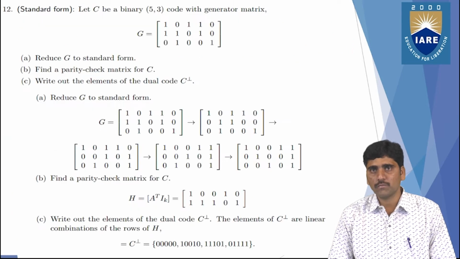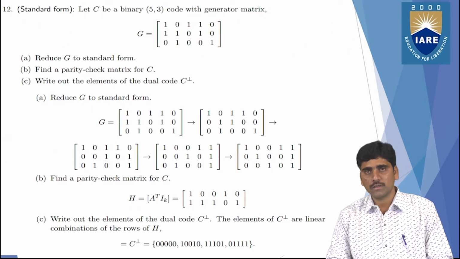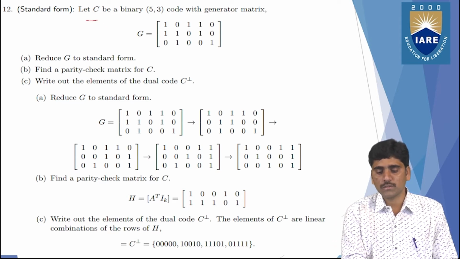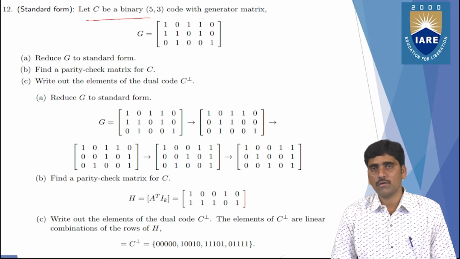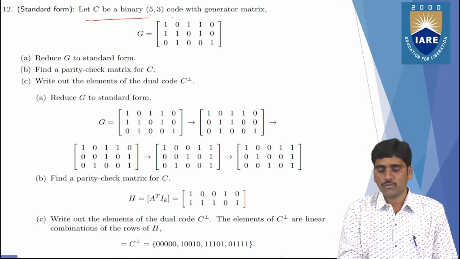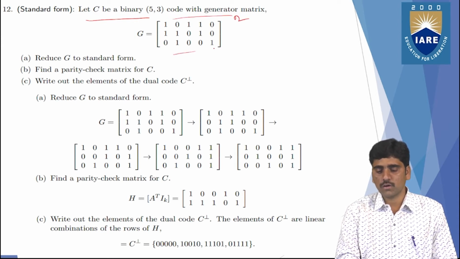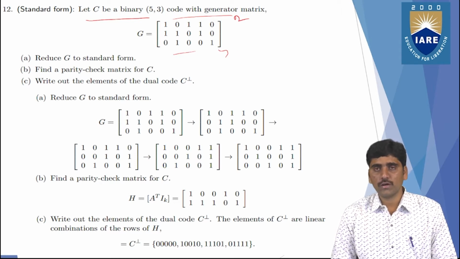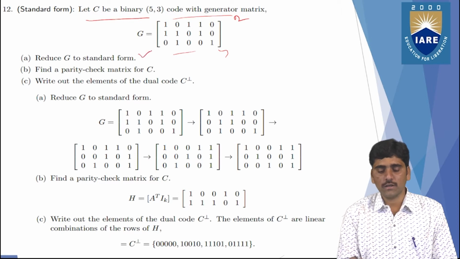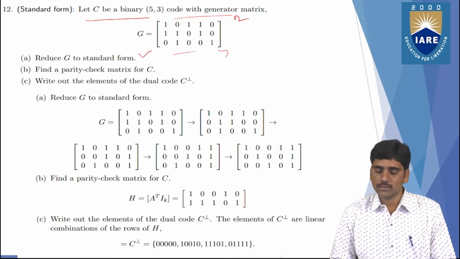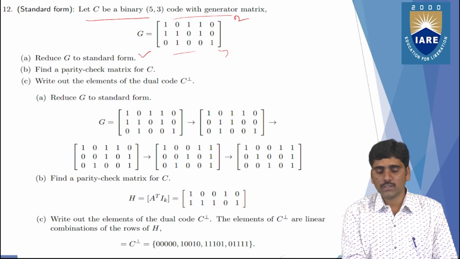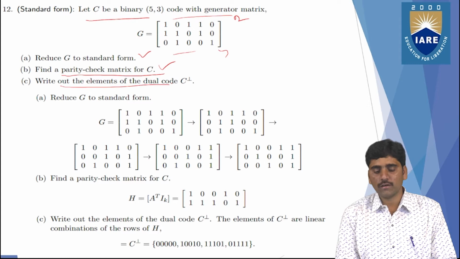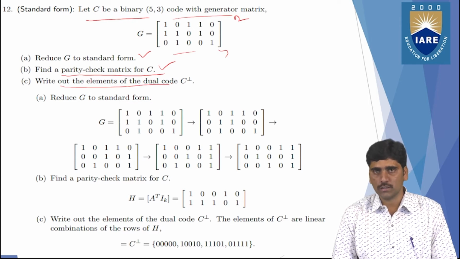And we'll see one more example for a different generator matrix. Here the given problem is: let C be a binary code with the 5, 3 matrix, so 5 rows and 3 columns, a (5,3) code with the generator matrix. What we need to do here is: first, reduce the generator matrix to standard form; second, find the parity check matrix; and last, write out the elements of the dual code C.